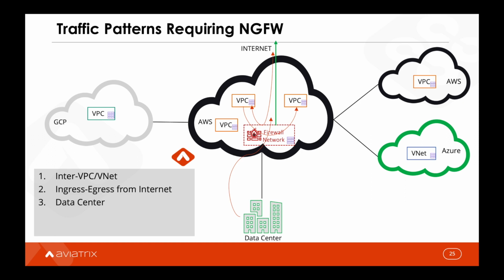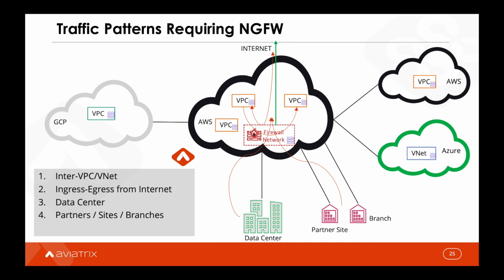Let's say you are connecting your on-prem data center to the cloud. Maybe you're consolidating certain on-prem functions, such as firewalls, and moving them to the cloud. The on-prem could also be remote sites, such as partners, where there is a lower trust level. That's another reason to inspect that traffic with a next-gen firewall. And finally, when traffic needs to cross region boundaries or cloud boundaries, you might want to have it inspected by a next-gen firewall. For all of these reasons and traffic patterns, you will need intelligent service insertion.